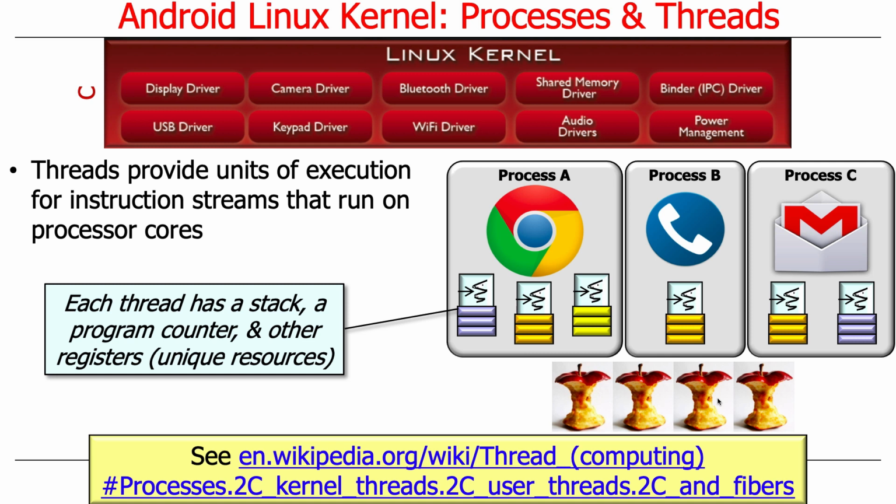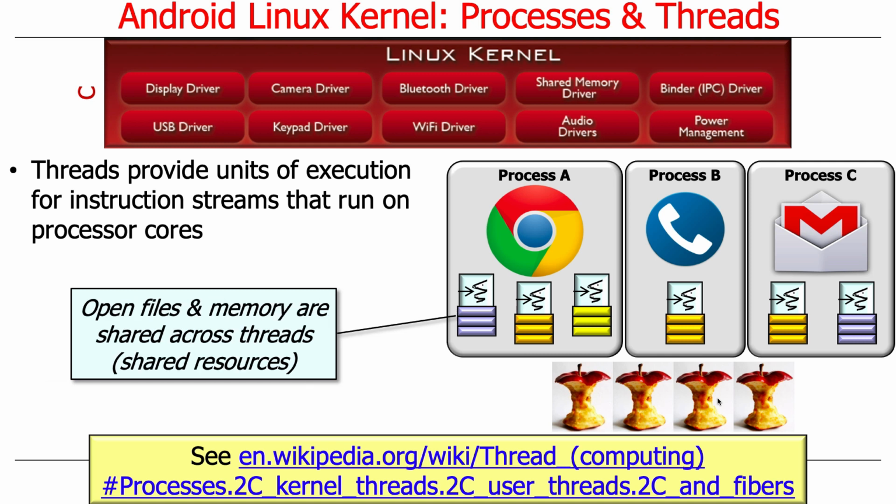Each thread has certain unique resources. So each thread has its own stack. That's what this icon is trying to represent, a little stack. Each thread has its own program counter, which hopefully you remember from your computer systems organization course is what's used to keep track of the next instruction in the stream of instructions to execute. They also have other registers, things like the frame pointer and registers to do operations and computations in, and so on and so forth. These are all unique resources. Each thread has its own copy of this stuff.